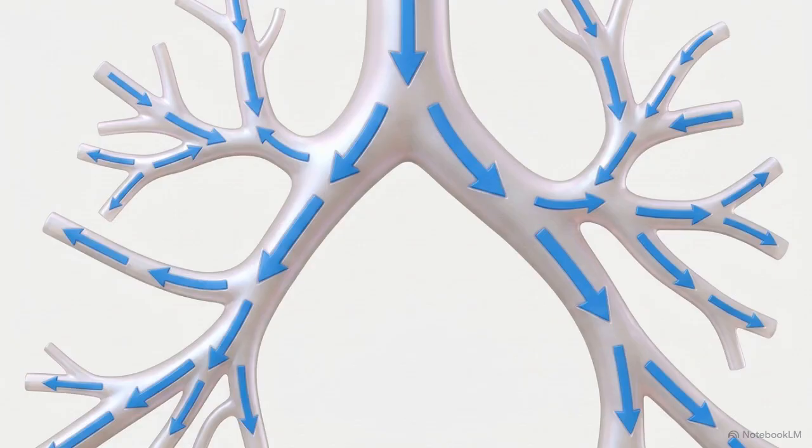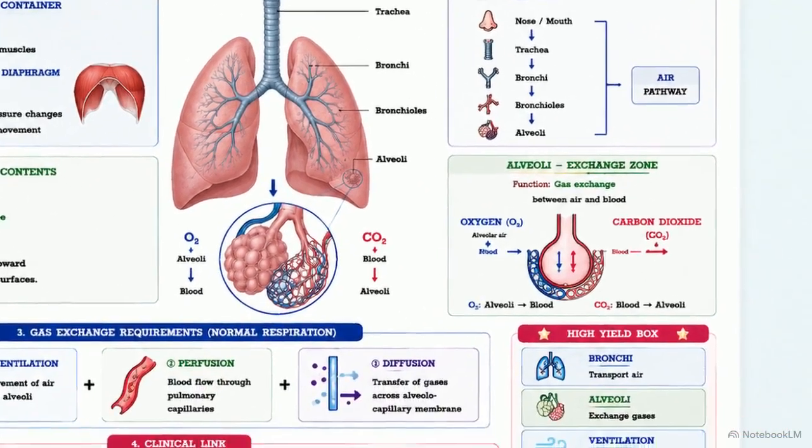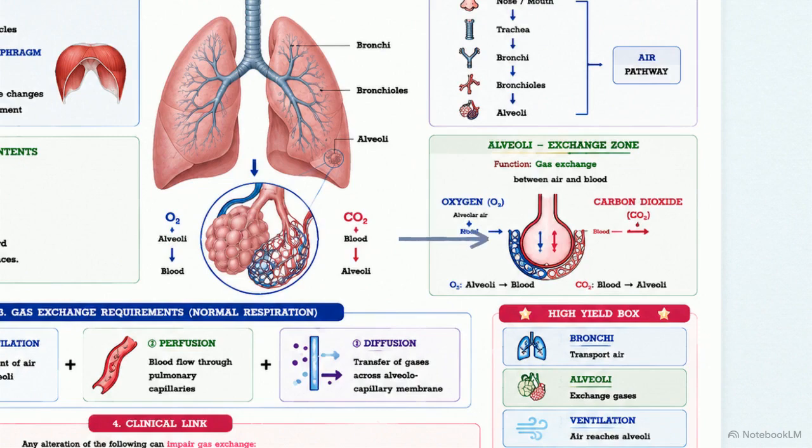The first is the transport zone, primarily the bronchi, which acts exclusively as a conduit to conduct air deeper into the body. As we see in this diagram of the functional zones, the air pathway terminates in the exchange zone. Here, inside the alveoli, the actual physical transfer of gases between the inhaled air and the bloodstream takes place.